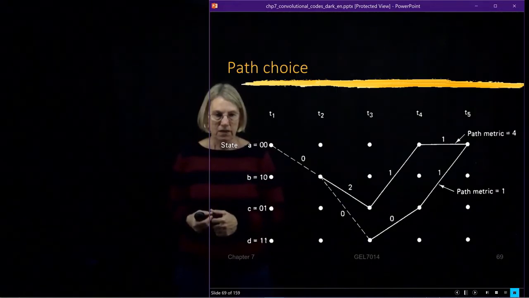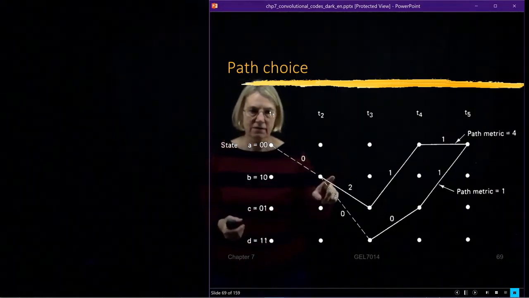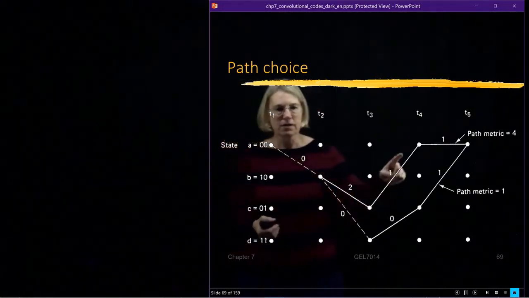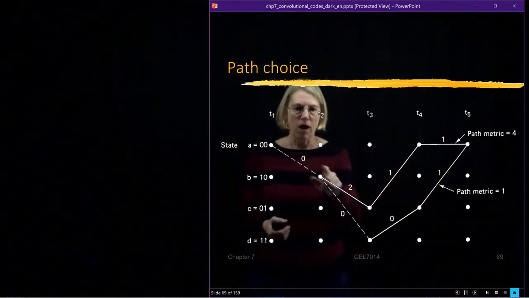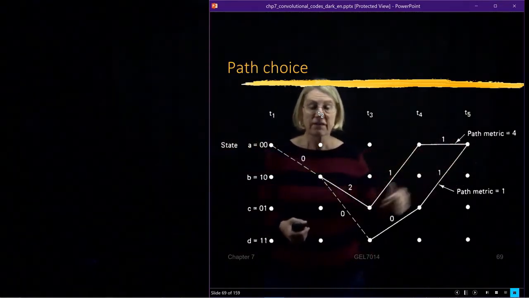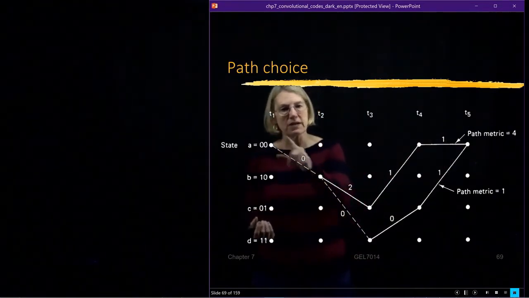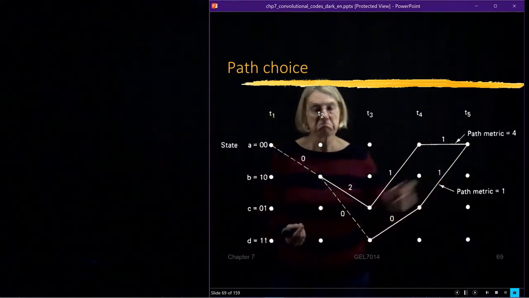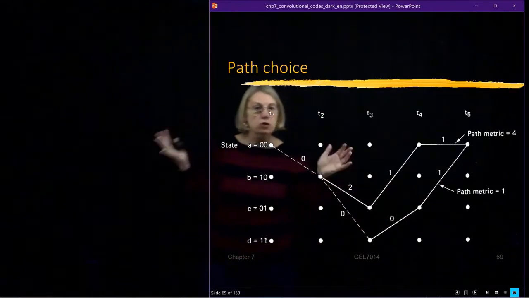The transition that's dotted is a 1. The transition that's solid is a 0. So if I look at the upper path, that would be a 1, 0, 0, 0. If I look at the bottom path, that would be if I had transmitted a 1, 0, 0. Okay, so 2 potential solutions.